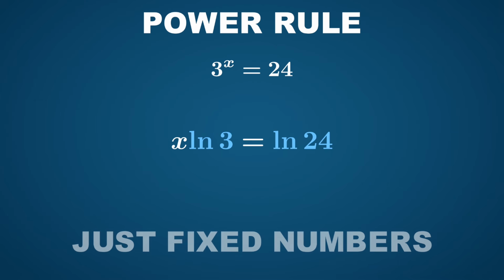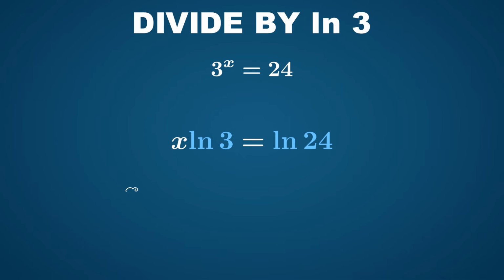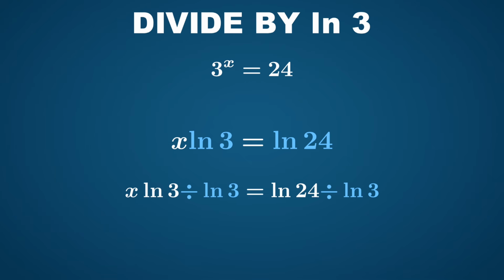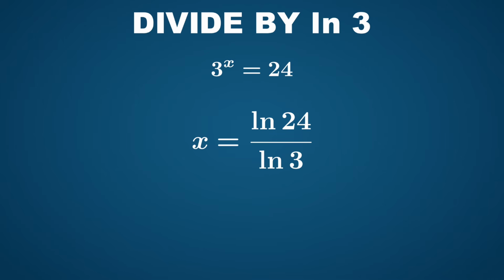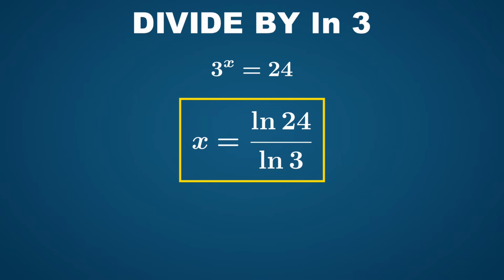Here, both logarithms are just fixed numbers. The natural log of 3 is a constant and it is not 0, so we may divide both sides by the natural log of 3. On the left, that constant cancels and leaves x alone. On the right, we get log 24 over log 3. So x equals the natural log of 24 divided by the natural log of 3.